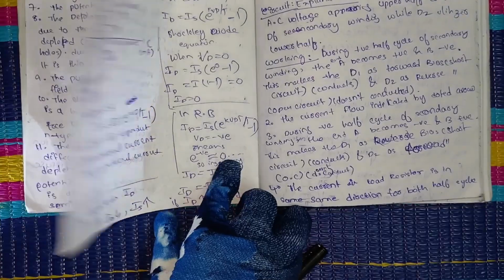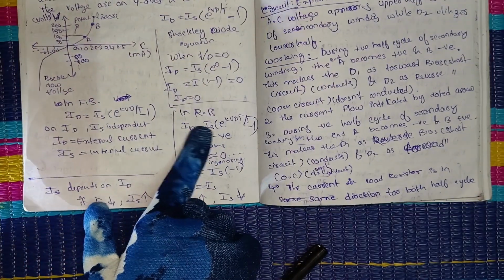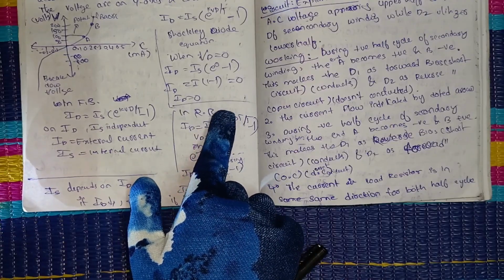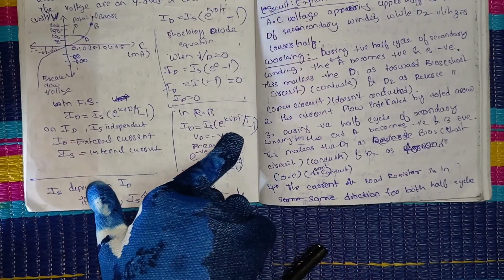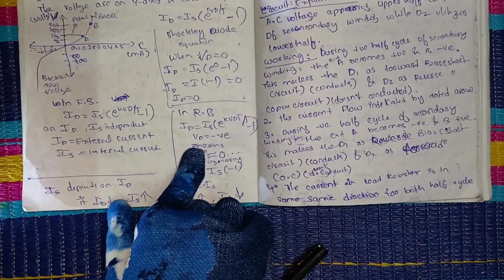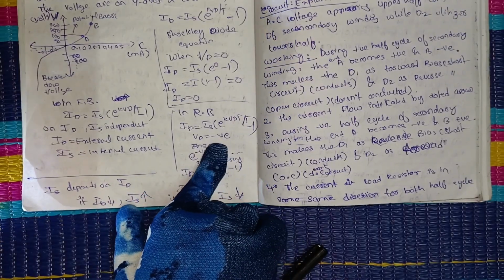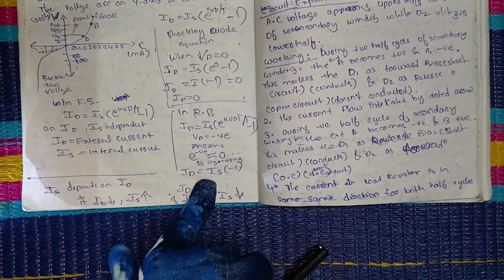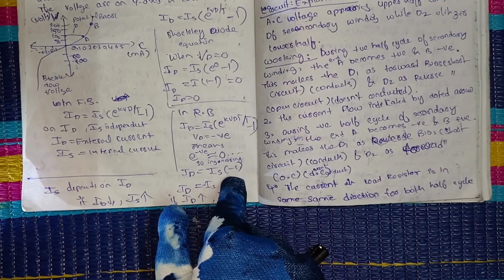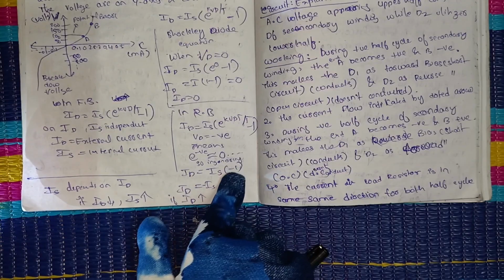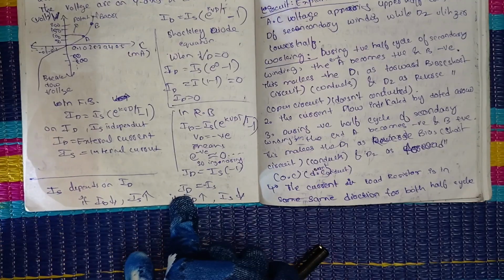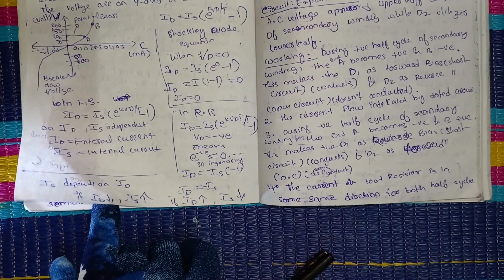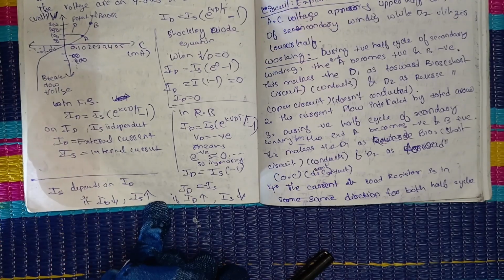Okay, in reverse bias, Id is equal to Is into whole e to the power of Vd by nVt minus 1, where Vd is a negative voltage. Then e to the power of a negative value means 0 point something. Then Id is equal to Is of minus 1, so Id is equal to minus Is.